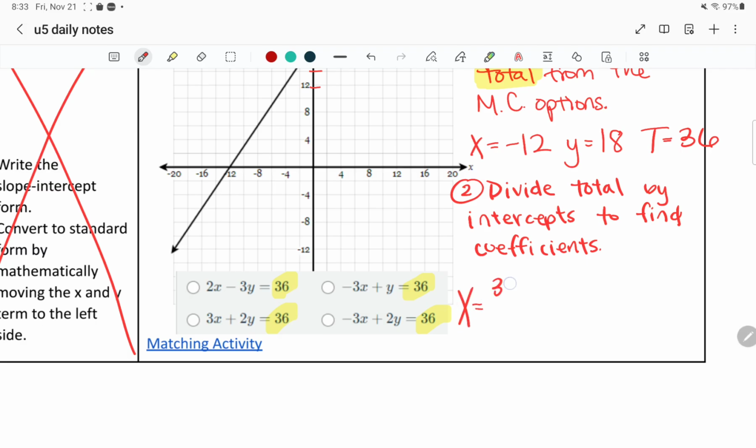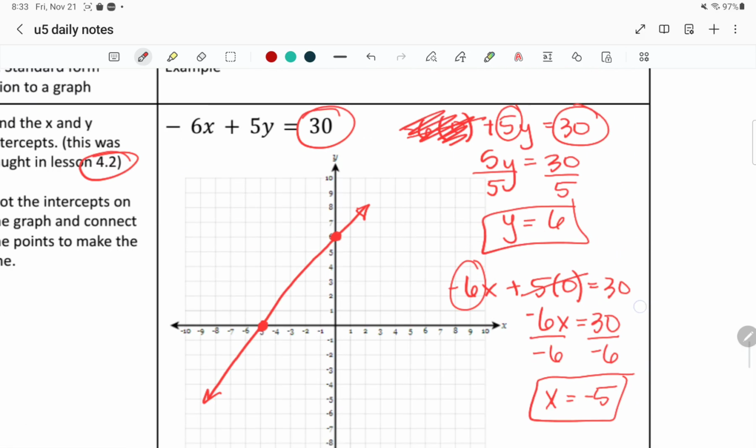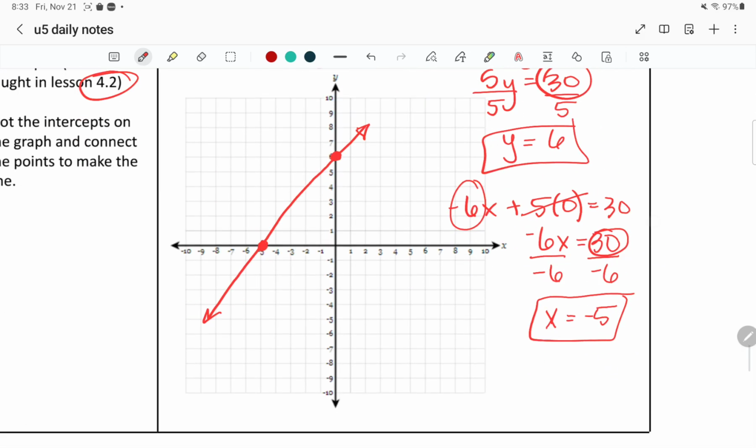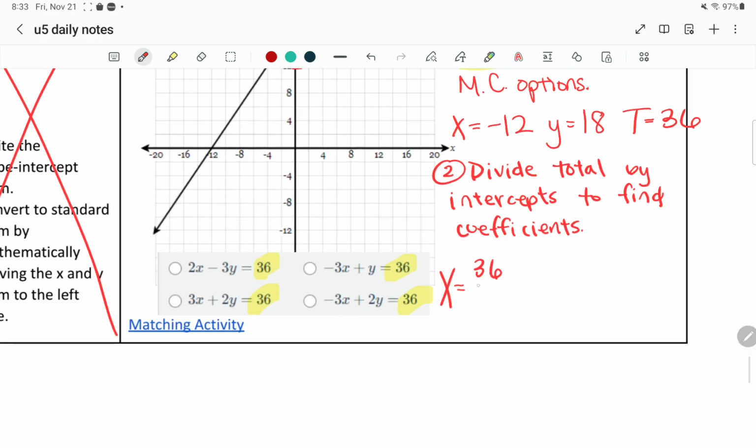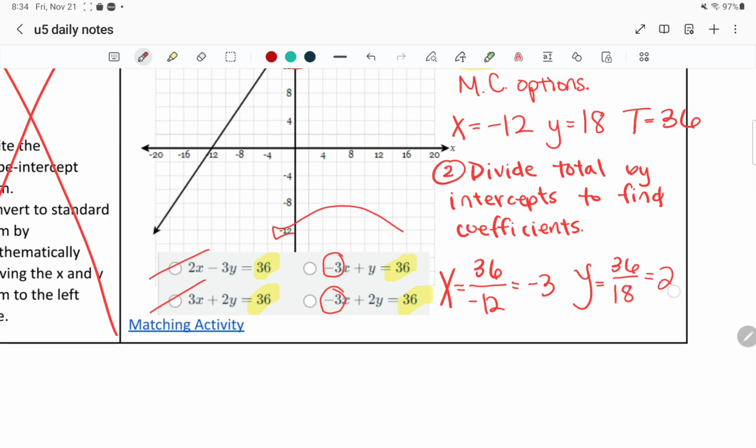And I'm going to see 36 on top because when we were doing this, 30 was on top every time, okay? 36 on top divided by -12. I put that in my calculator and I get -3. So I'm going to look at my multiple choice options over here and I see that's not a -3, that's not a -3, but these two are. So I've got 2 still in the running. My y-intercept is 18, so 36 divided by 18 is 2. Well, this one's a secret one, so that's not it. It's got to be my last one there.